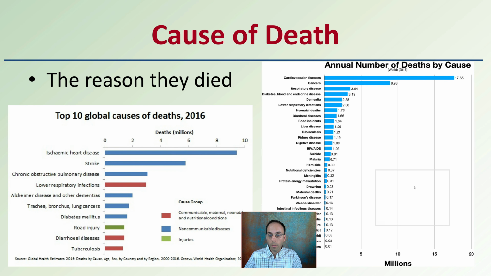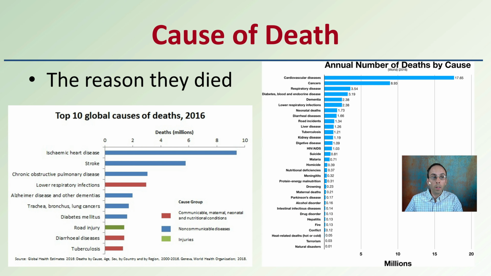Next are causes of death, of which there are many, and this is the simple reason why they died. Right above me we see the annual number of deaths caused in the world in 2016, with cardiovascular disease and cancers at the very top of the list. We can see everything else, with all those numbers in millions of deaths annually, looking at the world population for the year 2016. Here's a zoomed-in version, the top 10 global causes of death for 2016, again expressed in millions of people.